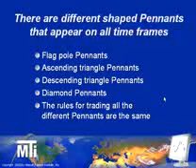Now there are different shaped pennants that appear on all time frames. One is called the flagpole pennant. The others are an ascending triangular pennant, a descending triangular pennant, and a diamond pennant. Now, as I show you these pennants, the rules for trading all these different pennants are the same.